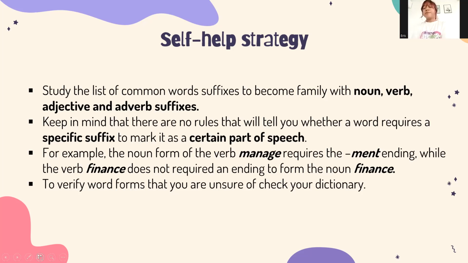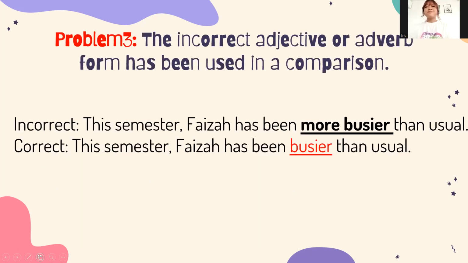It means some words don't need the suffix to identify that it is a noun or a verb. So you have to study more to be able to use the suffix correctly. And to verify word, okay, so this is problem number 3.